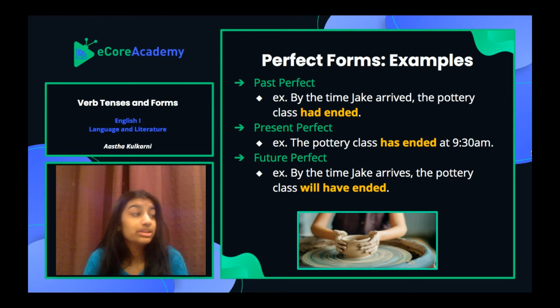And then lastly, we have future perfect. By the time Jake arrives, the pottery class will have ended. So it's in the future because we have that will have. It hasn't happened yet, but it is going to. So by the time Jake arrives, the pottery class will have ended. And then again, as I just mentioned, all of these have the ed. So all these endeds are going to stay the same throughout all these examples. You just want to make sure you look at these verbs in front of it.